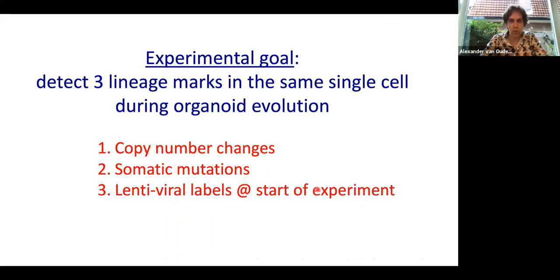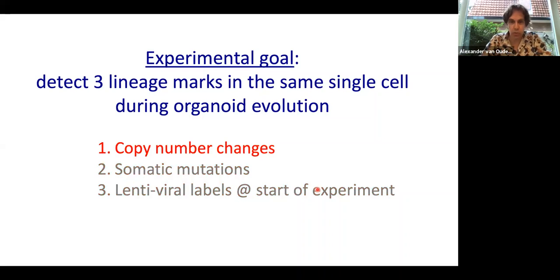Okay, so the experimental goal of this experiment is that when we have these organoid cells, at many of these time points, we can measure 3 things in the same cell: the copy number changes, the somatic mutations, and also read out the lentiviral code of that particular cell. Of course, this lentiviral introduction is only done once, at the beginning of the experiment, right? We don't introduce these viral barcodes later. It's at the beginning of the experiment, and then we wait 25 weeks. Of course, the somatic mutations and the copy number changes happen during the experiment.